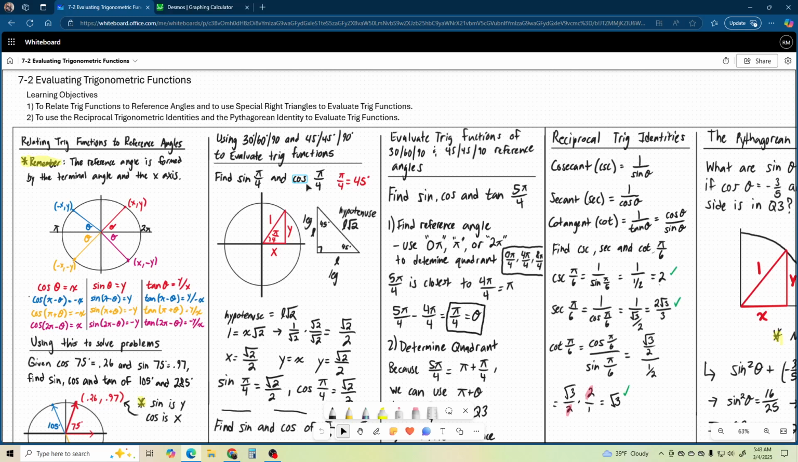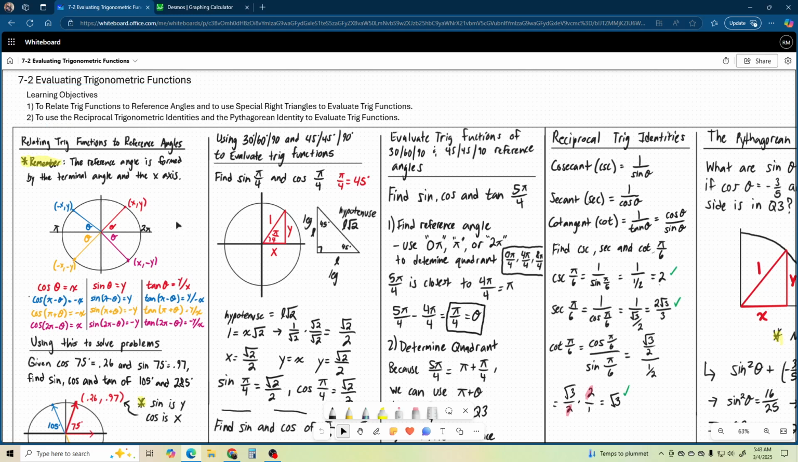Hello everybody, welcome to 7.2, Evaluating Trigonometric Functions. Today we're going to relate trig functions to reference angles and use special right triangles to evaluate trig functions. And then we're going to use reciprocal trigonometric identities and the Pythagorean identity to evaluate trig functions as well.